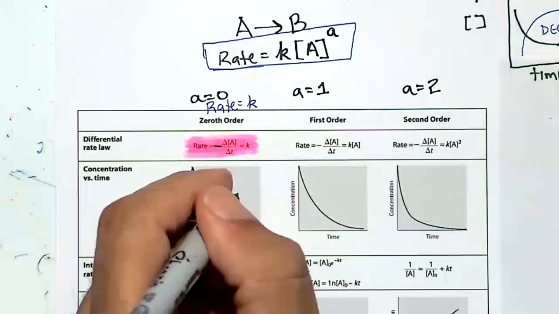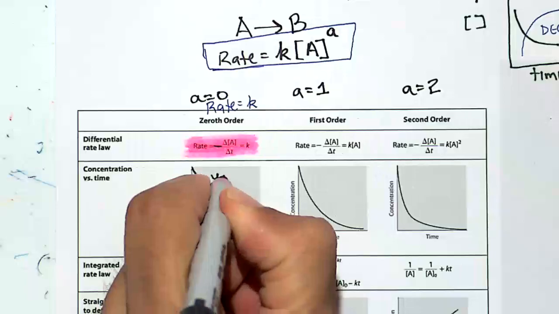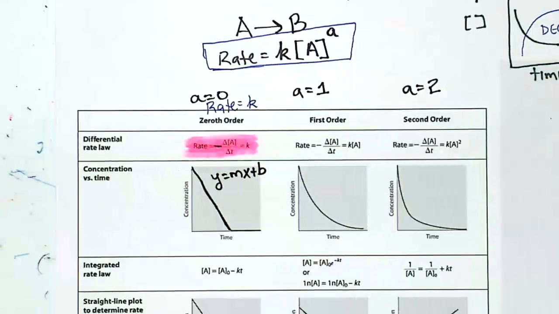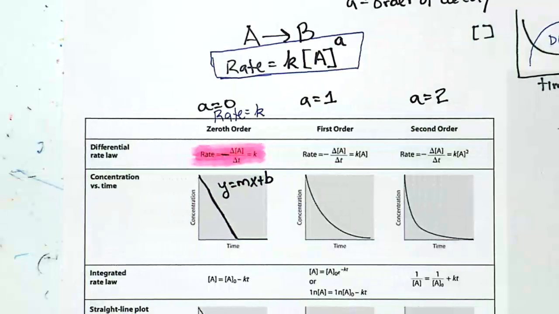Anybody know the equation of a line? The equation of a line is y equals mx plus b, where m is the slope and b is the y-intercept. So this is if that reactant decays with 0 order. Rate is equal to k. One reactant, A goes to B.